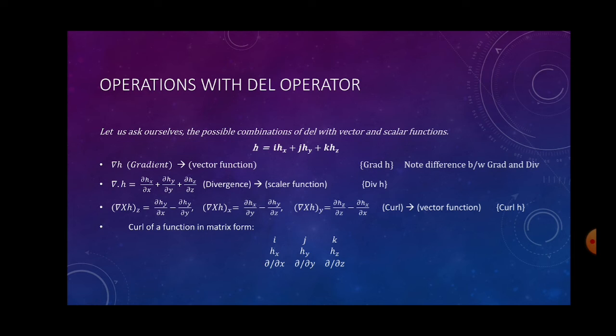Del cross h along the x-axis is del hz upon del y minus del hy upon del z. The curl along the y-axis is del hx upon del z minus del hz upon del x. The curl along the z-axis is del hy upon del x minus del hx upon del y. When the matrix is solved, we obtain the same result as mentioned before.